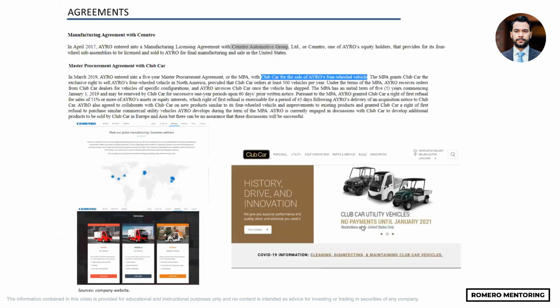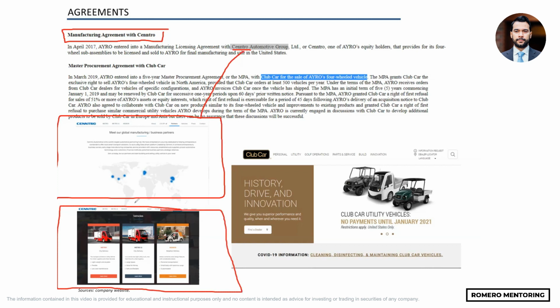Now, in terms of some agreements that they have, I found this information on their SEC filings by looking at the 10K. In terms of manufacturing, who is supplying them? They have a manufacturing agreement with Centro Automotive Group, and they're essentially providing them a lot of the raw materials and supplies. So I went and Googled these guys, and this is their website. This is a Chinese-based company that I believe is supplying not just Ayro, but other smaller electric vehicle competitors. And here's the type of models that they are providing. So you could Google them, go to the website and check them out as well.